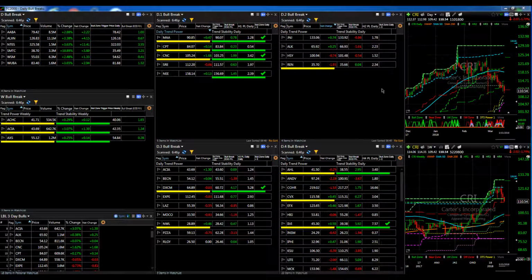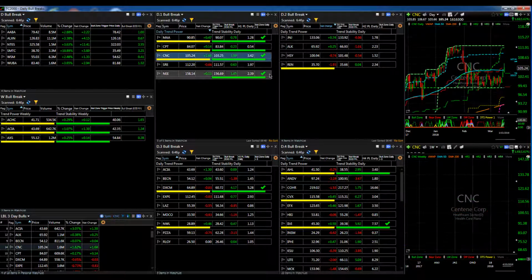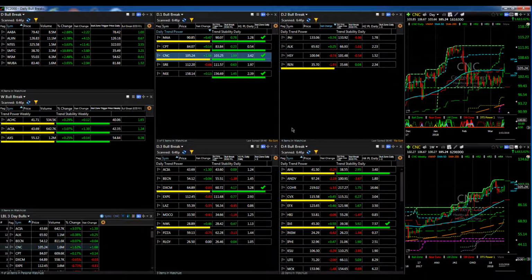Here's your list for the bulls. You see a little bit here. CNC had another good up day. We got this early this morning. This broke out yesterday. We had this yesterday and today. And actually it was on my other charts as well. I picked this up yesterday morning early, and then today it just continued on up early.